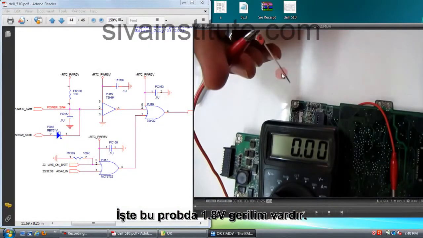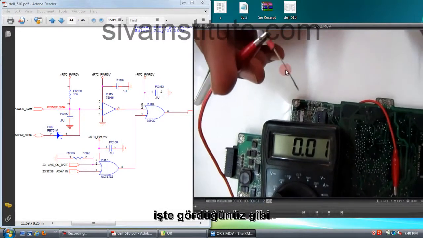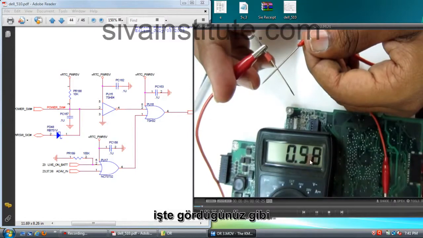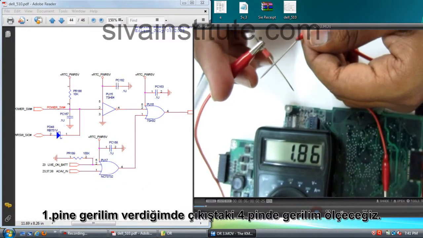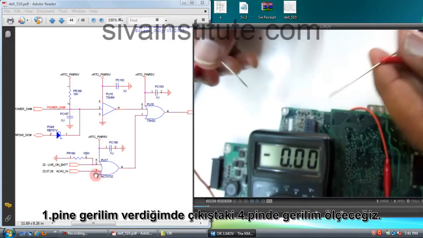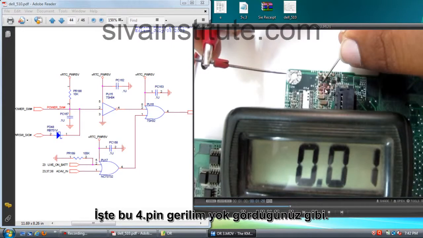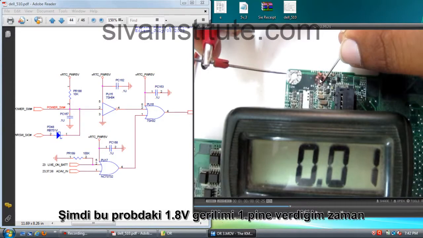This is 1.8 volts. See here, this is 1.8 volts. I will give this voltage here, pin number 1. The 4th pin output will come. We will see here. This is the 4th pin, no voltage at this point. I will give pin number 1, this is the pin number 1 dot. I will give pin number 1 or 2 voltage. I will give 1.8 volts here.